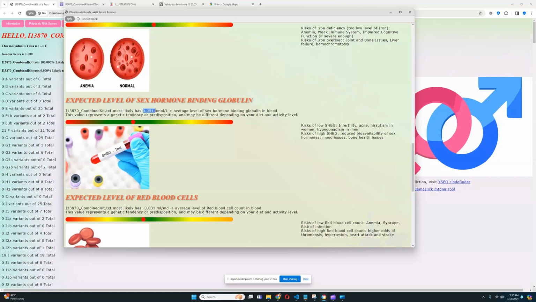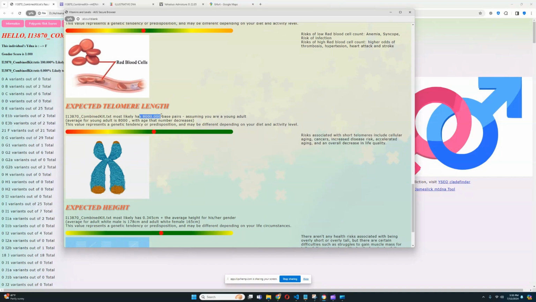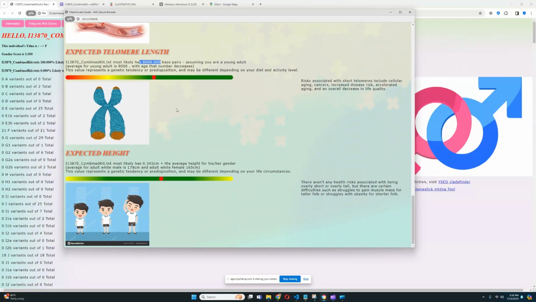He's got a slightly above average level of sex hormone binding globulin, and a slightly below average level of red blood cell count in blood. Nothing was found for telomere length, so we don't know what kind of life expectancy to suggest for this individual. This sample is quite low quality, low coverage. We can't really talk much about health-wise because this sample is not very high quality. For expected height, he's predicted to be slightly taller than average. Really cool. Not much taller, like 0.3 centimeters taller. That's 3.5 millimeters taller than average.